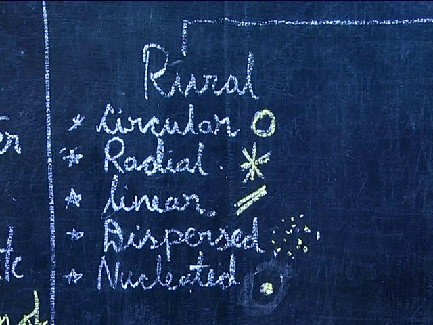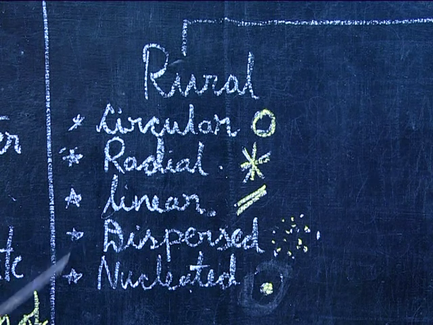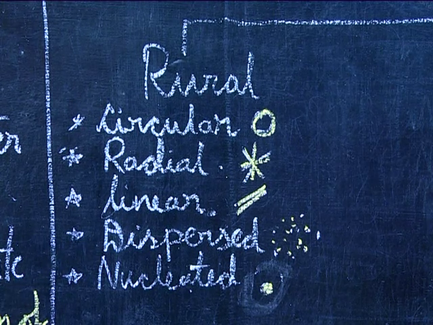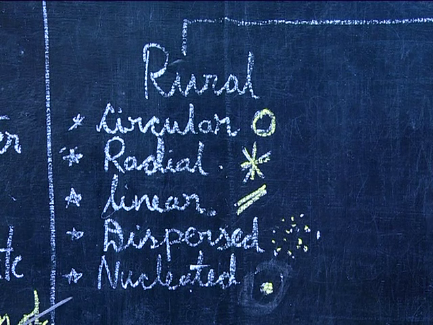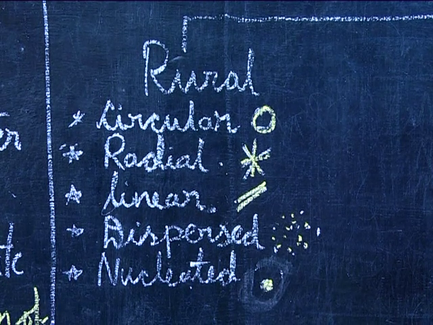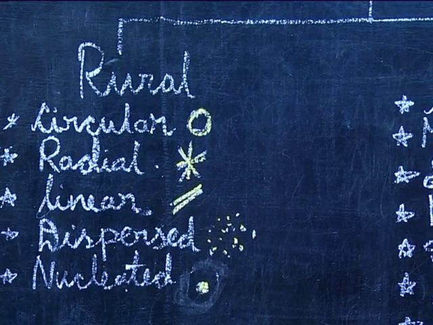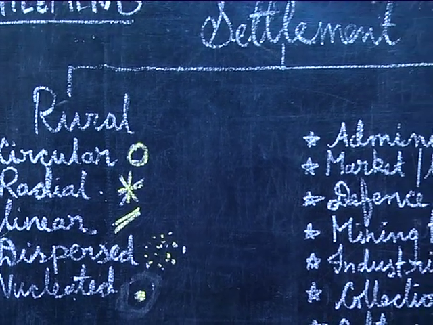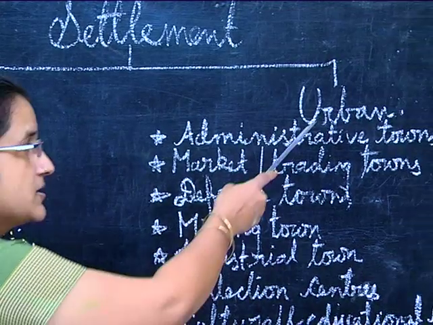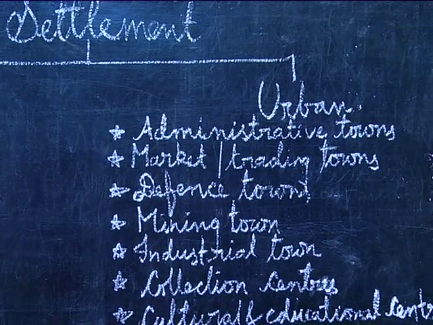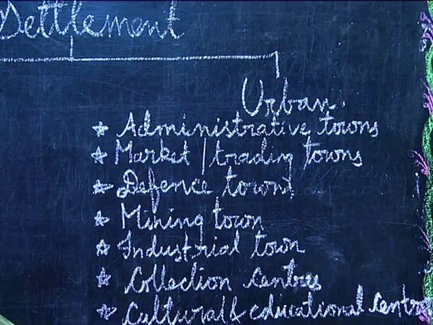Next comes the dispersed settlement, which is a scattered settlement. And finally we come to the nucleated settlement, which is very compact. People select a particular place and live together. Now we will move on to urban settlement. Urban settlement is much bigger in size compared to rural settlement.